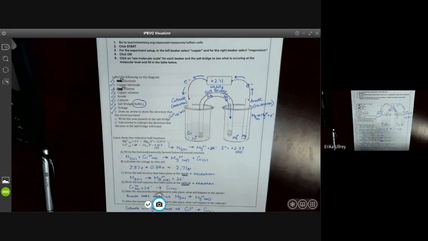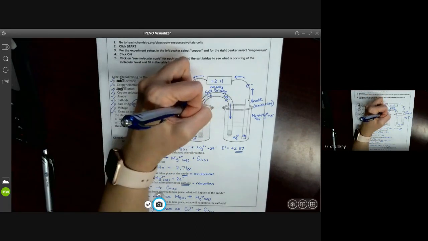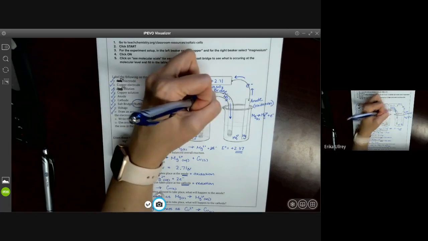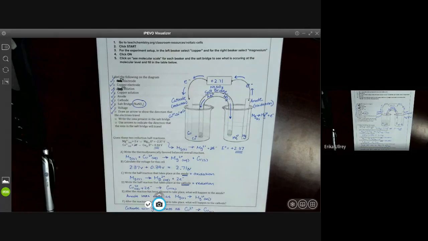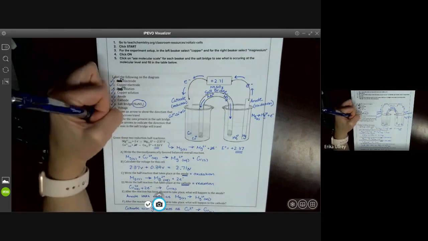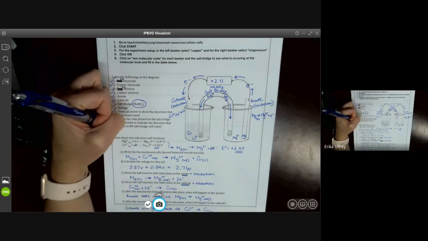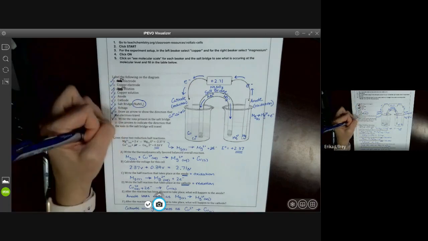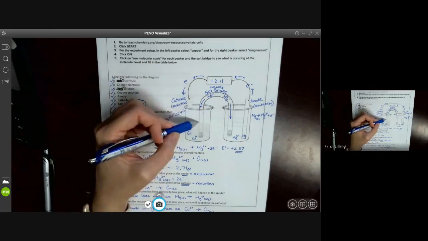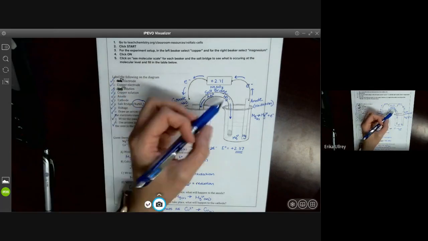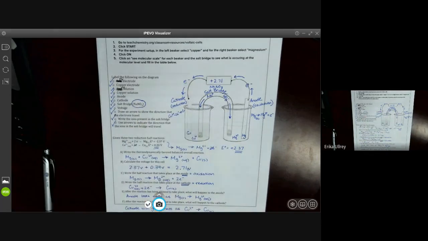And so what we're going to end up with is a deficit of positive over here. So the positive sodium ions are going to go over here to the cathode side of things to balance out that charge. And then the arrows to show which direction. The Na, so the positive ions in the salt bridge are going to go to the cathode, and the negative ions in our salt bridge are going to go towards the anode.